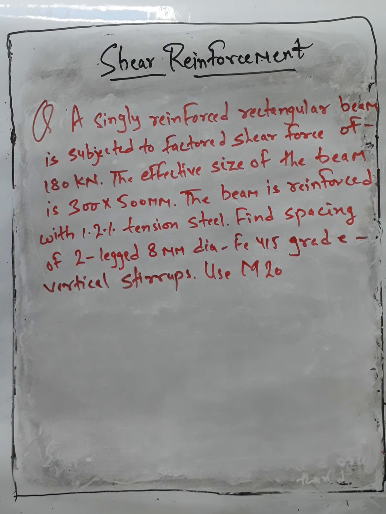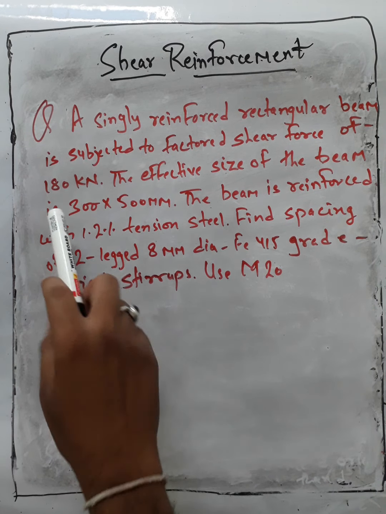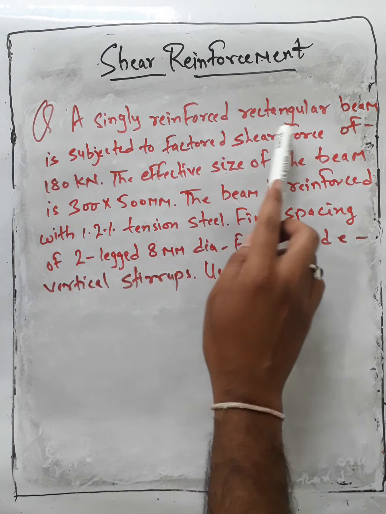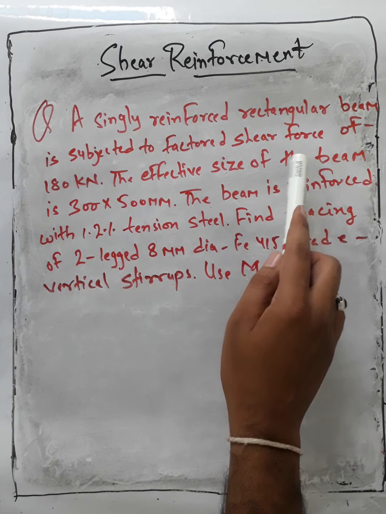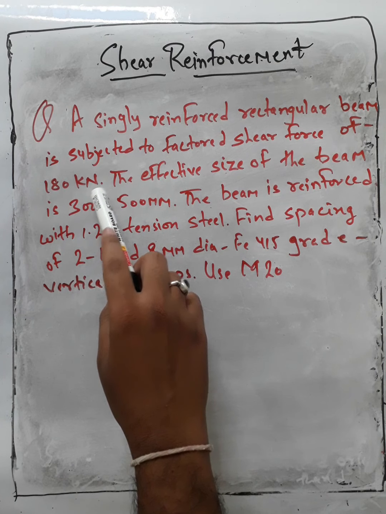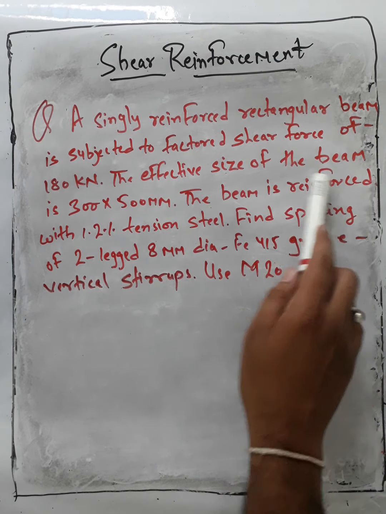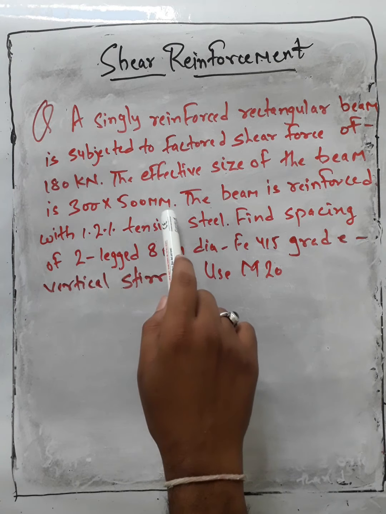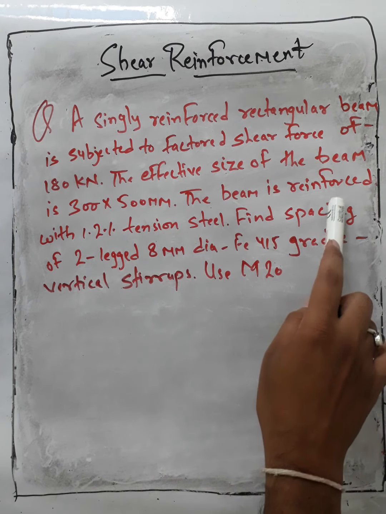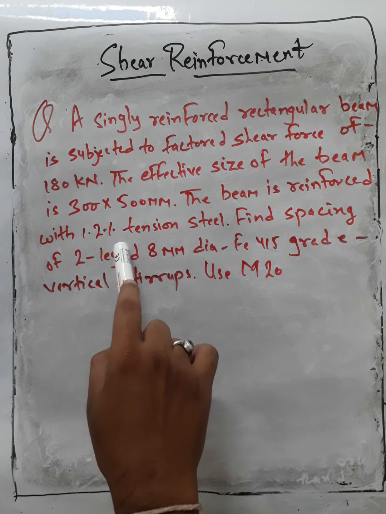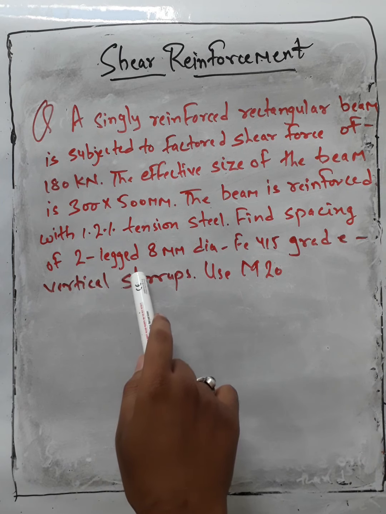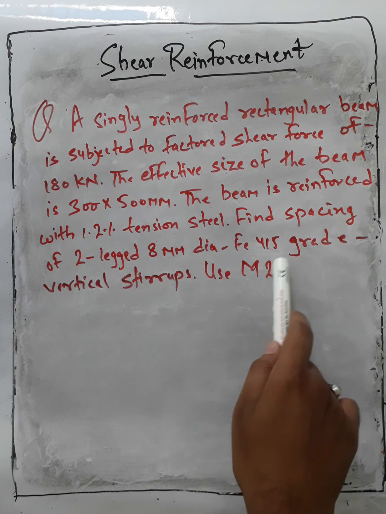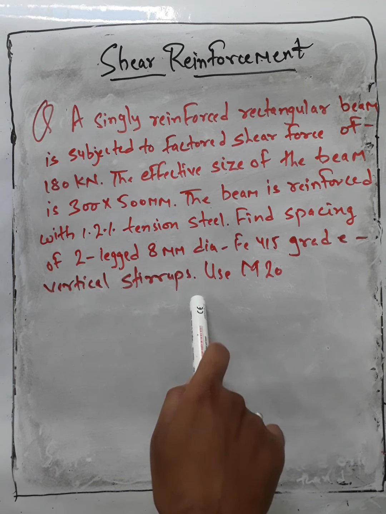providing the shear reinforcement. So here we have one problem, and the problem is: a singly reinforced rectangular beam is subjected to a factored shear force of 180 kilonewton. The effective size of the beam is 300 mm by 500 mm. The beam is reinforced with 1.2% tension steel. Find the spacing of two-legged 8 mm dia Fe 415 grade vertical stirrups.